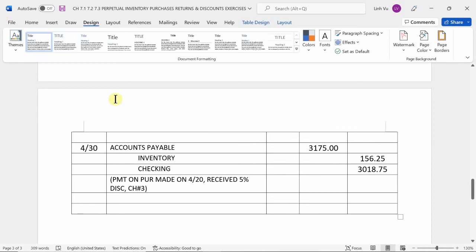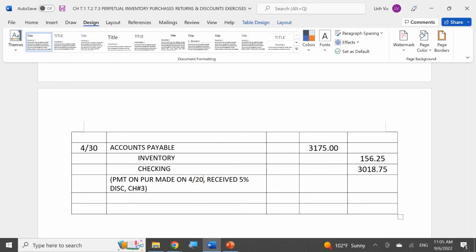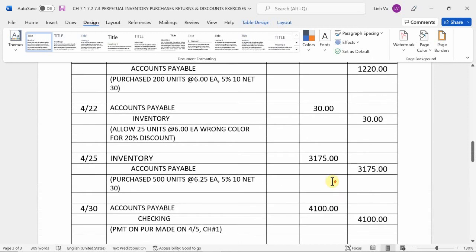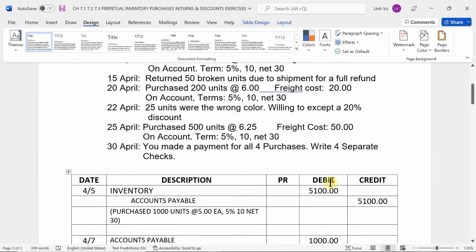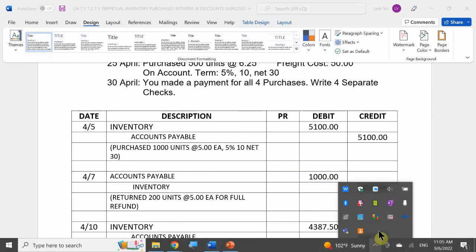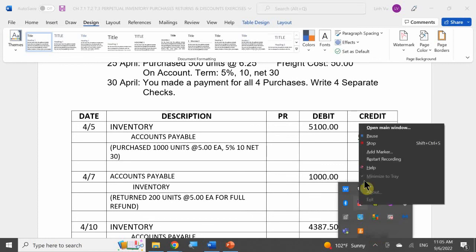Sorry. All right, now let's change our description. So we paid purchases made on April 25th, received 5% discount. This time, this is check number 4. Okay. Awesome. So, like I mentioned, how do you like perpetual inventory? Much easier, right? You don't have to deal with any other account except for inventory. How do you like it? That's good. Matter of fact, that's the type of accounting I'm used to.